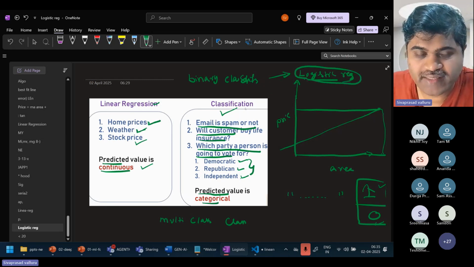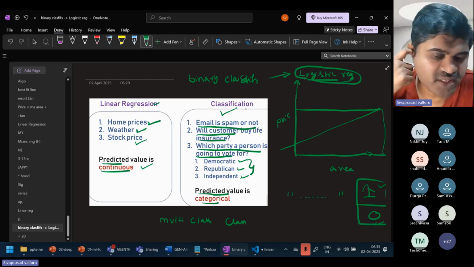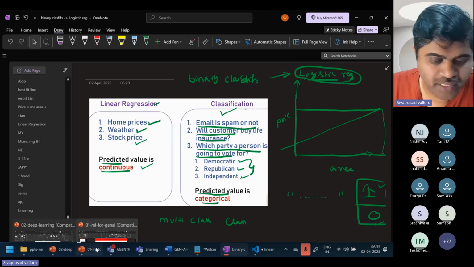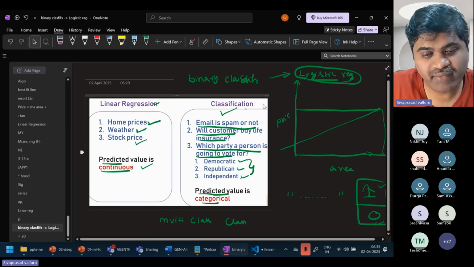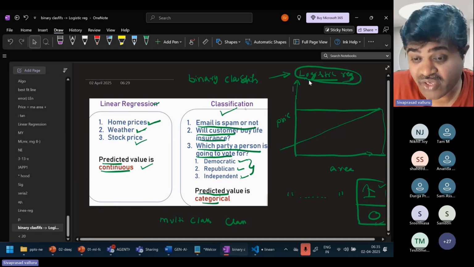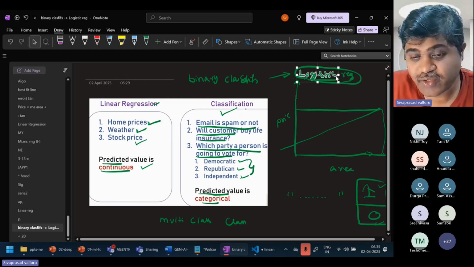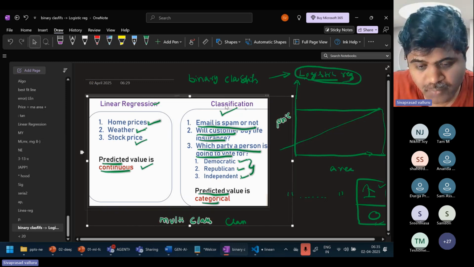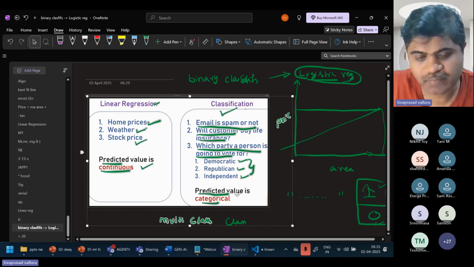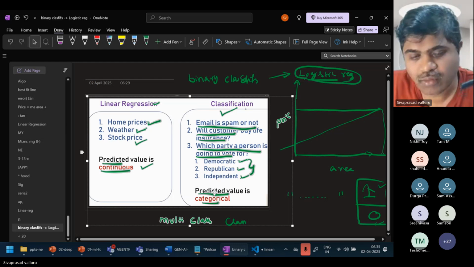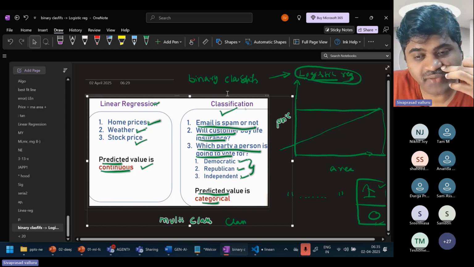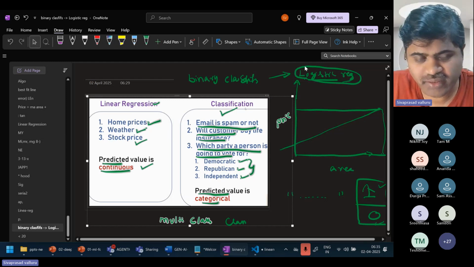Okay. Let us see how this logistic regression algorithm will work. Yeah, any doubts till now? We understood when to use linear regression and when to use logistic regression. Logistic regression is used for solving classification problems. That means when the predicted values are categorical, it has to be classified into some categories, 1 or 0, or here in this case, 3 categories. Then in such cases, it is a classification problem and we use logistic regression.